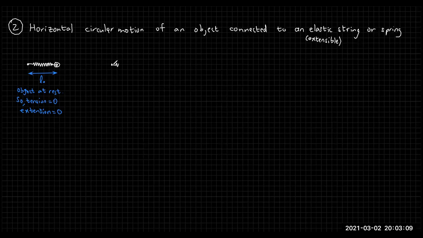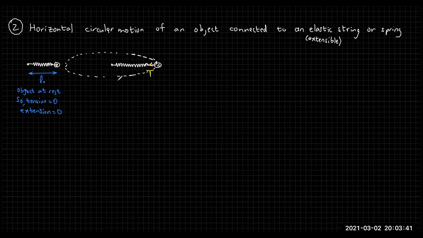When it performs a circular motion, the spring will get slightly elongated. Why is that? Because there must be a tension acting on the object for the circular motion to be taking place. Therefore, the spring will get slightly elongated to create the tension. Therefore, now there will be a tension in the spring. I'll take it as T.